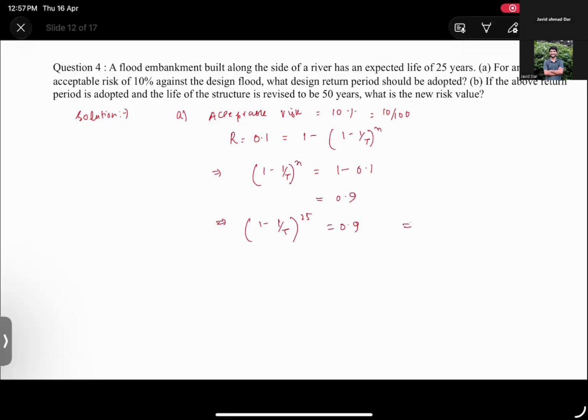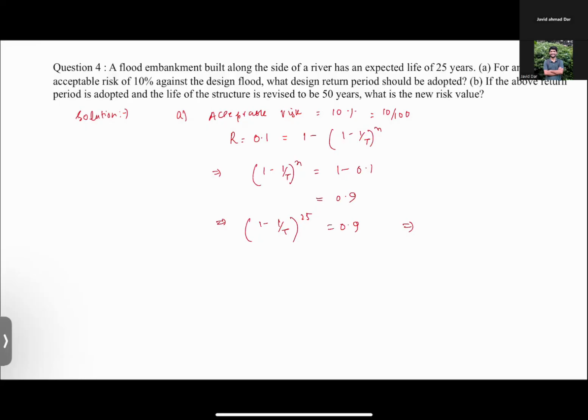And if you solve this, you get a return period T of around 237 years, which you can roughly take as 250 years.